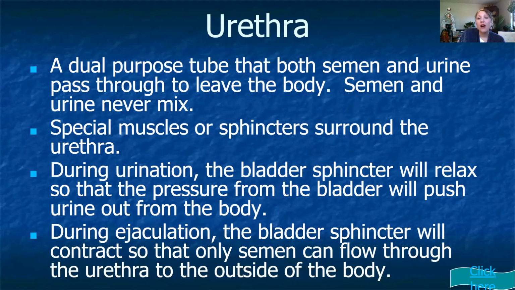The urethra will carry both semen and urine, but they never mix. The reason for that is due to the prostate gland and also due to sphincters, which surround the urethra. So when a male urinates, the bladder sphincter will relax, which lets the urine pass through the urethra. During ejaculation, the bladder sphincter will contract along with the prostate gland, putting pressure on that area so that only the semen can flow through the urethra.